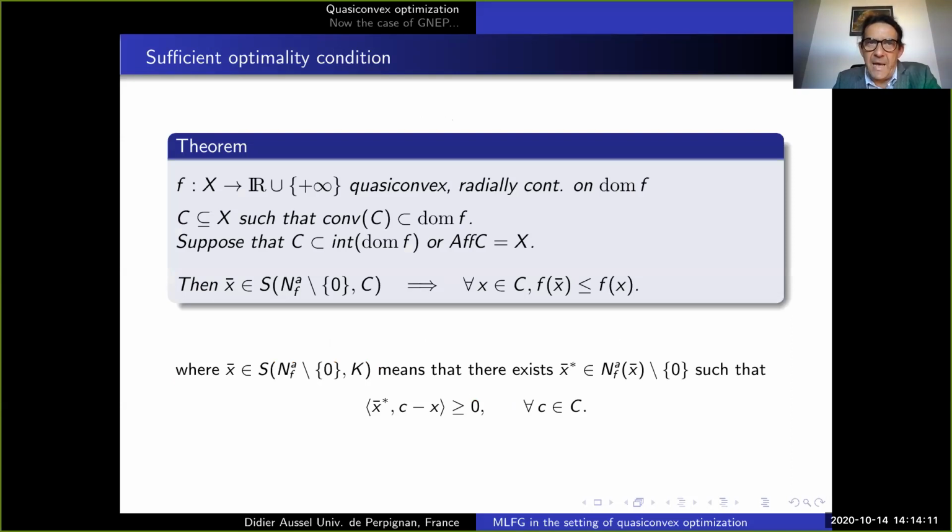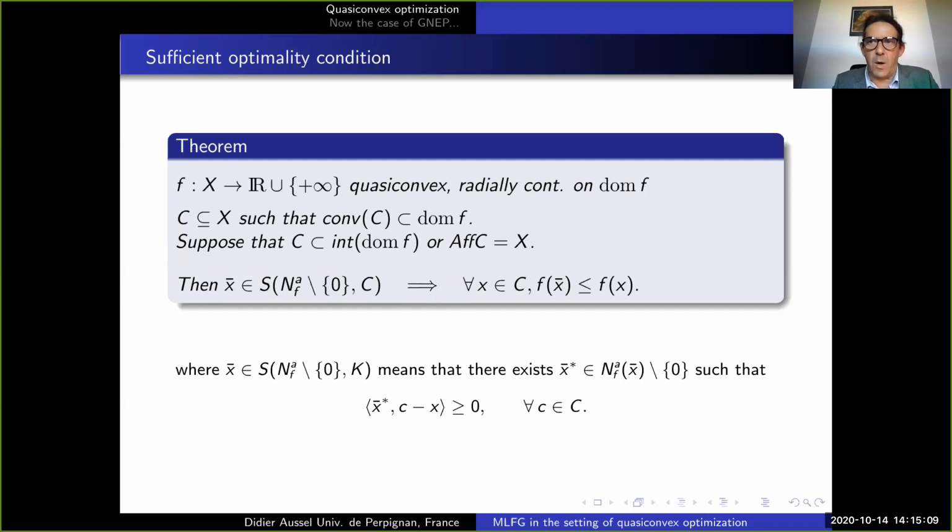So the main interest, and this is really, if you have to remember only one result, it could be this one. It says, just to simplify, assume that your function is continuous and quasi-convex. Okay, if you don't like it, radially continuous. Quasi-convex and continuous. And assume that, for example, C, the constraint set, previously it was K, now it is C, excuse me. C is included into the interior of the domain of the function. For example, your function is defined everywhere, so C can be anything. What do you have? You have that any solution of the Stampacchia variational inequality will be a global optimum of the function.